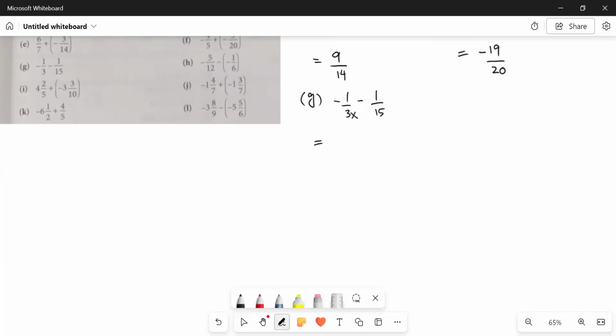We'll simply multiply 3 by 5 and 1 by 5: minus 5, 1 5s are 5, 3 5s are 15, minus 1 upon 15. So you see both denominators are 15, minus minus plus. So 5 plus 1, 6. Sign of the greater number is negative. It would be minus 6 over 15. Now simplify. 3 2s are 6, 3 5s are 15. The answer would be minus 2 over 5. Now this is all about practice: the more practice you do, the more grip you'll have.